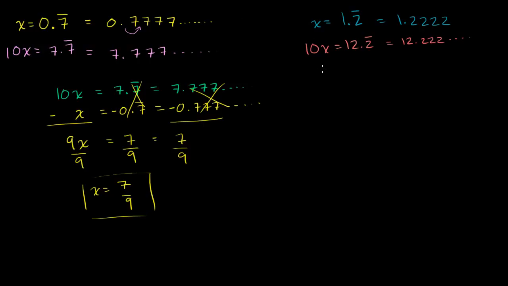And you don't have to rewrite it, but I'll rewrite it here just so we don't get confused. So we have x is equal to 1.2 repeating. And so if we subtract x from 10x, what do we get? On the left-hand side, we get 10x minus x is 9x. And this is going to be equal to, well, the two repeating parts cancel out. 2 repeating minus 2 repeating, that's just a bunch of zeros. So it's 12 minus 1, which is 11. You have 9x is equal to 11. Divide both sides by 9. You get x is equal to 11 over 9.